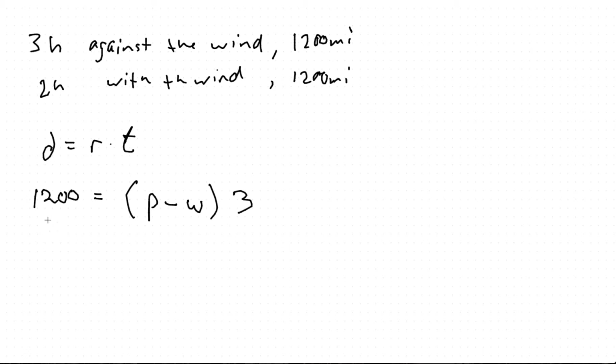Then in the second one, they still do a distance of 1,200 miles, right? But now our rate is the speed of the plane, and then what? Plus W, the speed of the wind. The speed of the plane is still there, plus the speed of the wind. And then it took 2 hours. So distance equals rate times time. Now we'll be able to solve for P and W.